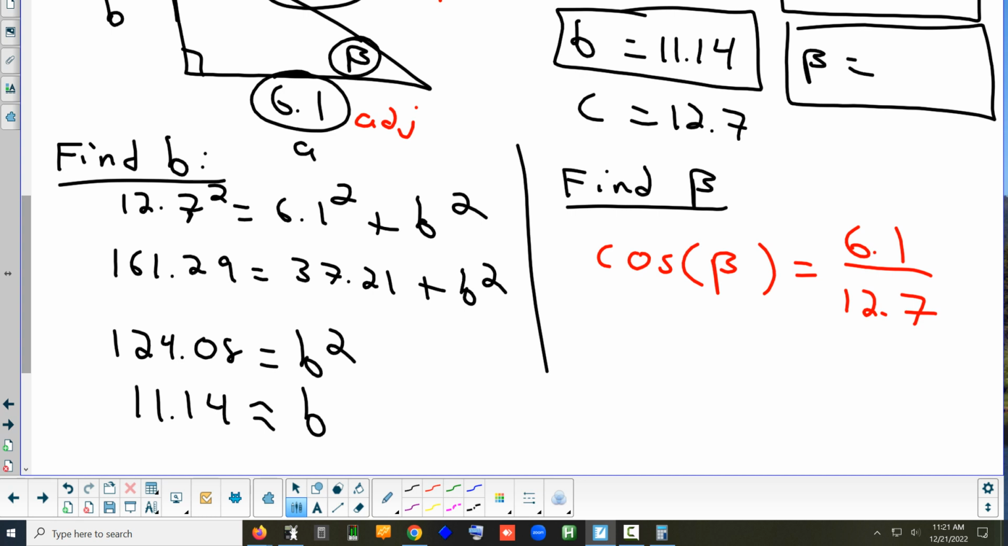Well, those are reciprocals, but they don't cancel each other out. Could we just find the cosine again or something?